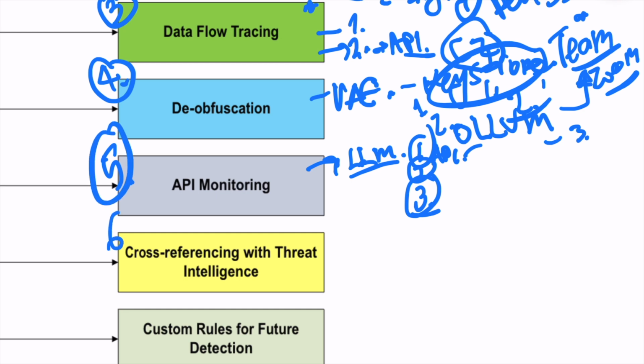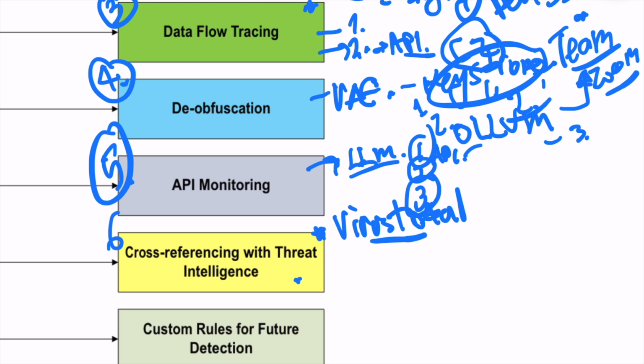And now moving to the sixth step, cross-referencing with threat intelligence. So what happens at this step? At this step, the tool is correlating findings from DeepCode and Snyk with threat intelligence databases like VirusTotal. This step helps attribute the malware to known families or identify new variants. So the purpose is to attribute the malware to known families and to detect novel variants.